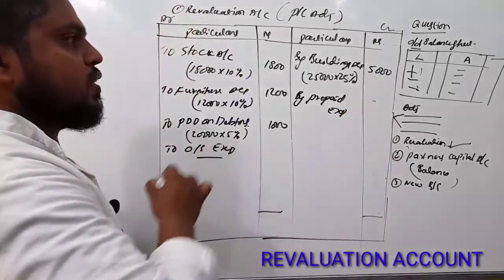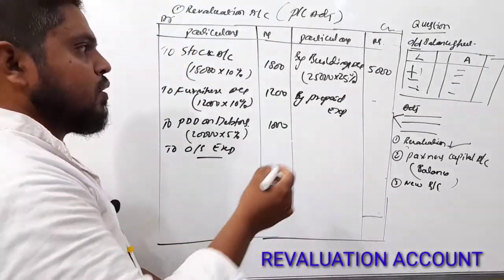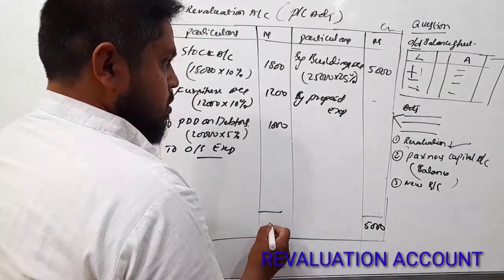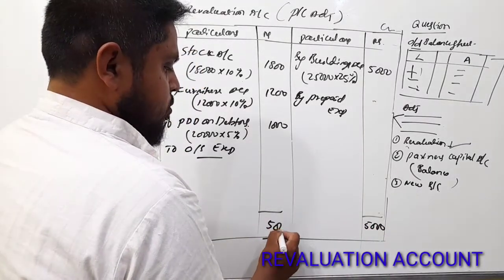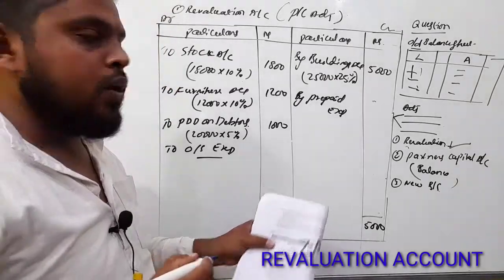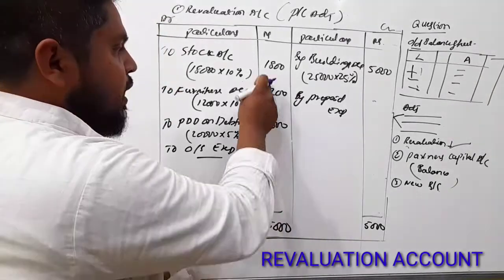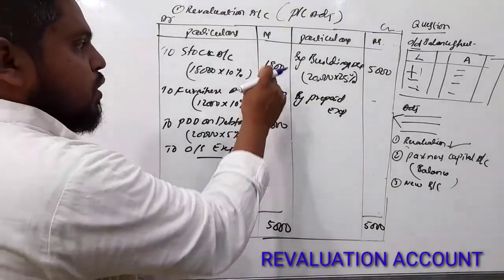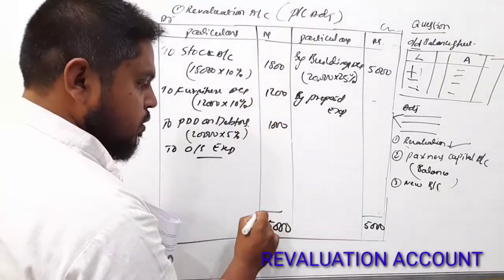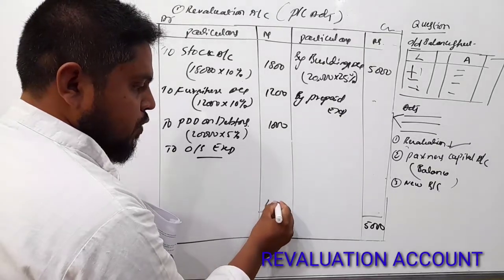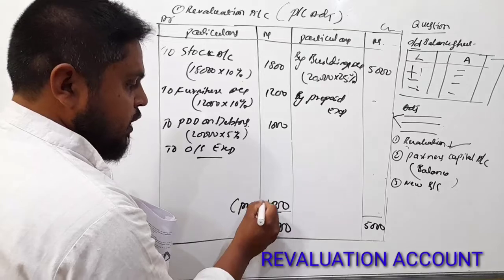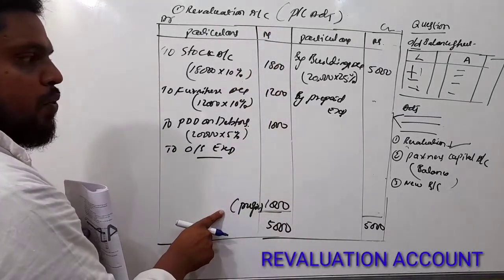Which side is highest? Credit side. So credit side is 5,000. So credit side is more. So in 5,000, you minus these expenses and losses. Expenses 1,800, 1,200, 1,000. So this will be the profit here. So this is revaluation account profit.